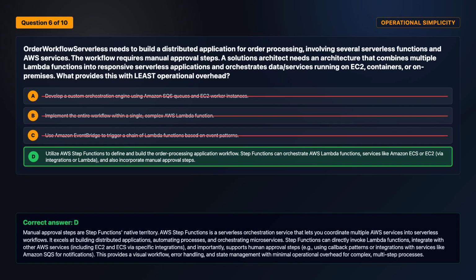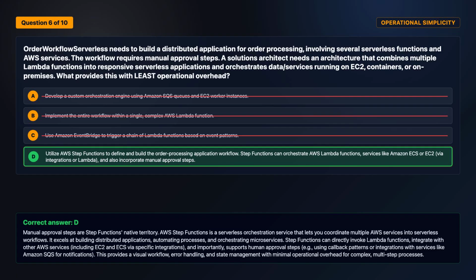The correct answer is option D. Manual approval steps are Step Functions native territory. AWS Step Functions is a serverless orchestration service that lets you coordinate multiple AWS services into serverless workflows. It excels at building distributed applications, automating processes, and orchestrating microservices.